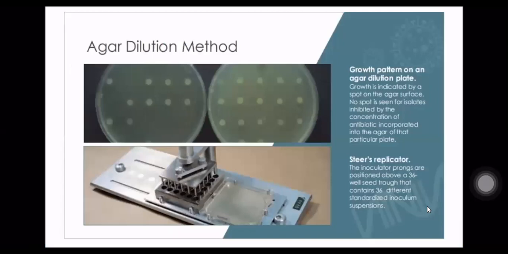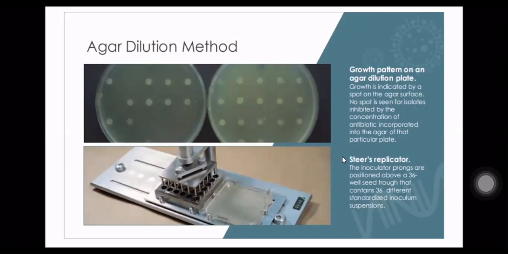Okay. So, growth pattern on an agar dilution plate. So, this growth is indicated by spots on the agar surface. And then no spot is seen for isolates inhibited by concentration of antibiotic incorporated into the agar of that particular plate.